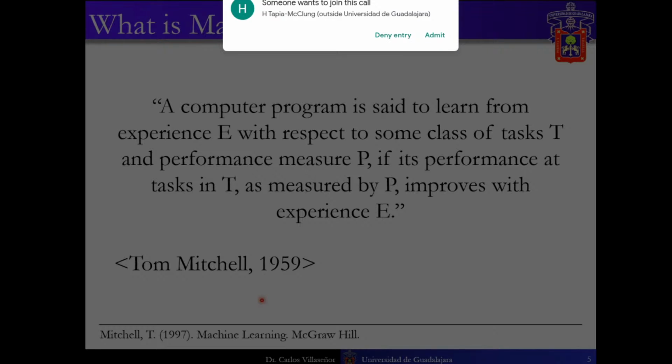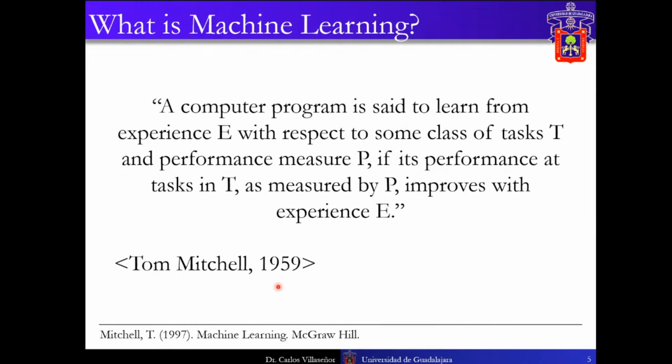This definition is from Tom Mitchell in 1959 and says that a computer program is said to learn from experience E with respect to some class of tasks T and performance measured by P, if its performance at the task T, measured by this performance metric, improves with experience. So every program that you can write that improves the performance of any task when you push data inside it, you can call it a machine learning technique. There are a bunch of these techniques of many, many flavors. So that's a very short introduction to machine learning.